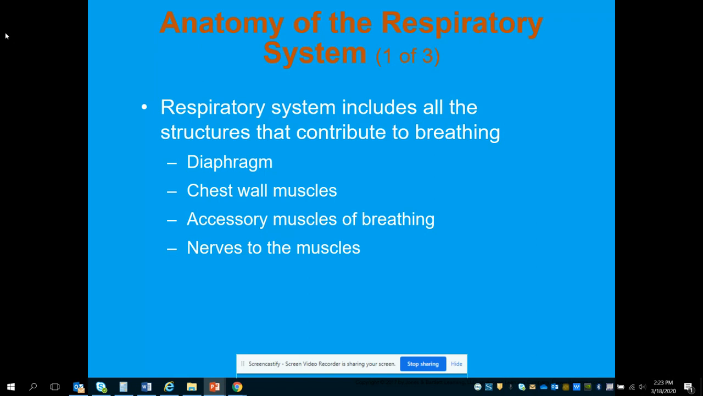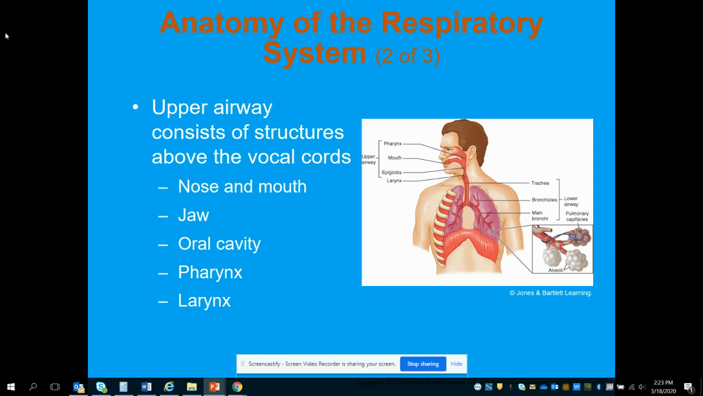So let's look at some anatomy of the respiratory system really quickly. We know that this includes all of the structures that contribute to breathing, including the diaphragm, the chest wall muscles, all of the accessory muscles, the nerves to those muscles, and then we also have the upper and the lower airway. Now, we've talked about this many times, but just to reiterate, the upper airway consists of structures above the larynx at the vocal cords. And everything in the lower airway is going to be from that point down.